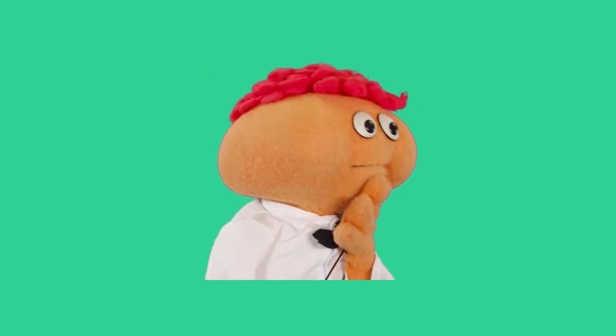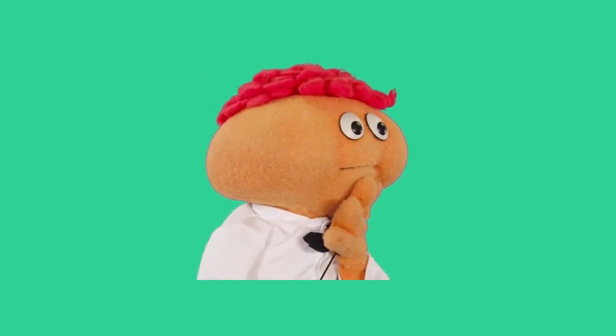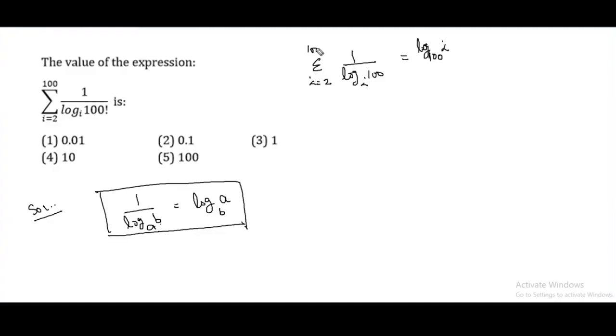So what do we need to find out? We need to find out the summation where i is 2 to 100. So if I put 2 to 100, I'll get this value. That is the question. And that is 100 factorial. And so on. That will go till 100.